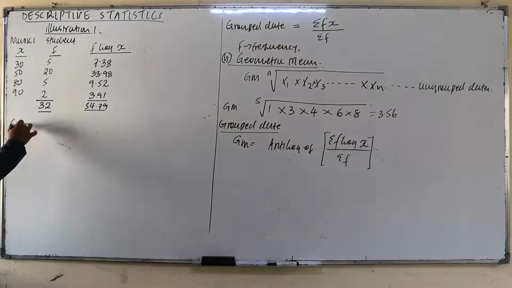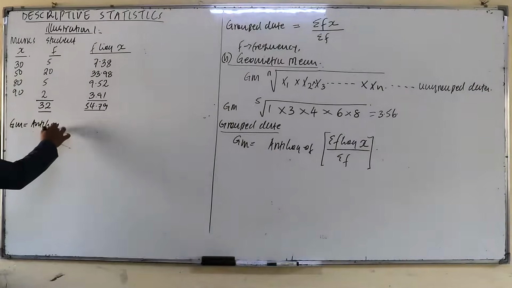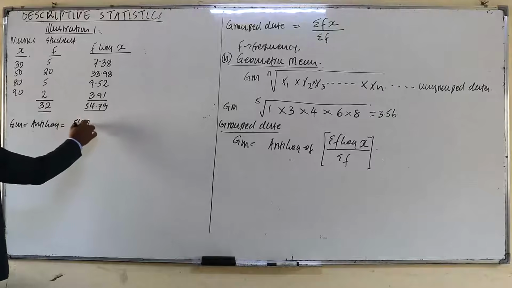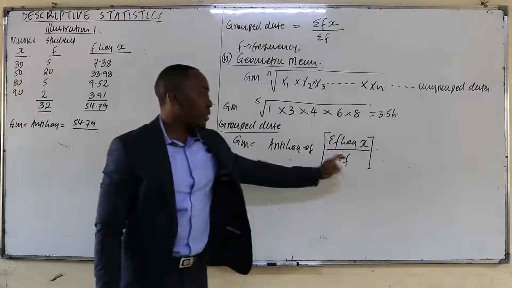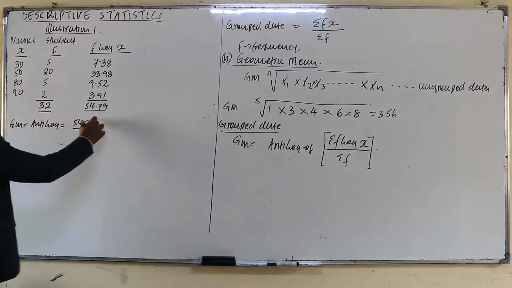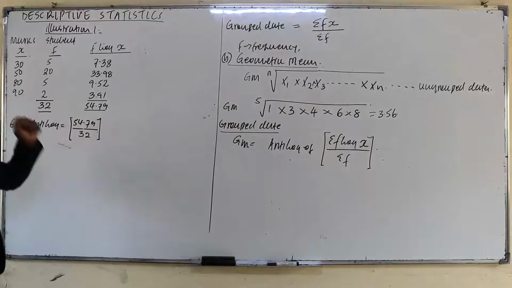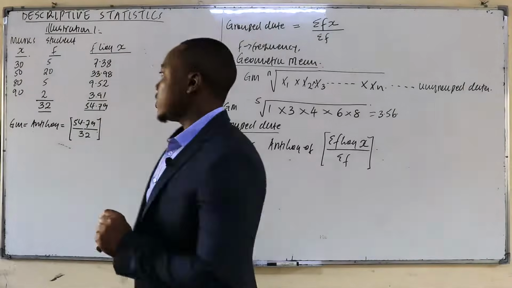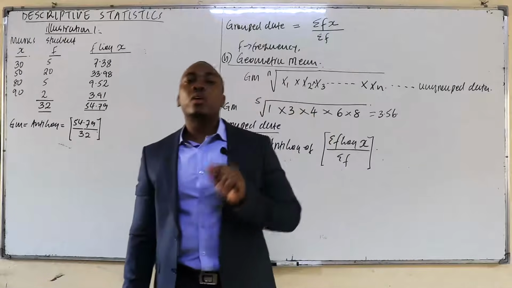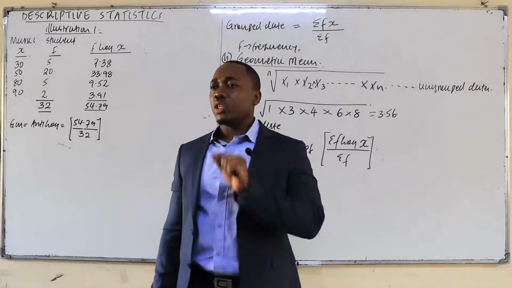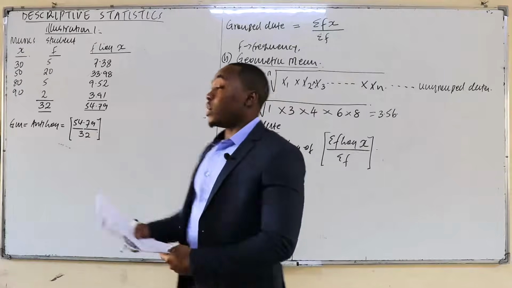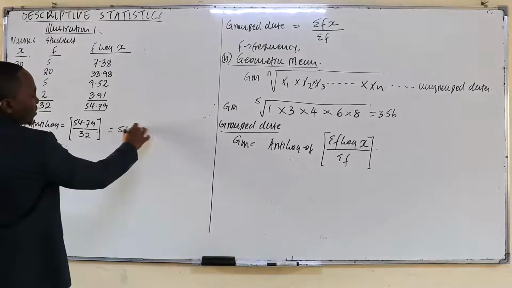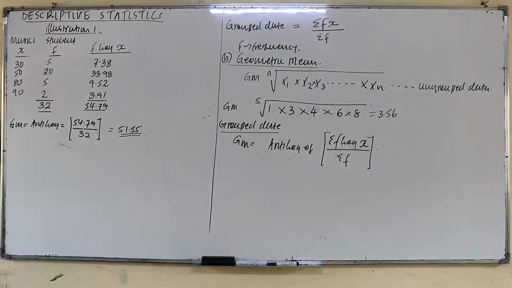So therefore, to get the geometric mean, you take the antilog of the summation of f log x, which is 54.79, divided by the summation of the frequency, which we have as 32. So you take 54.79, divide by 32, equals. Then you get the antilog. To get the antilog, you press Shift, log, then the answer, then equals. Shift log is what we mean by antilog. So what do you get? 51.55. That's how you determine the geometric mean.